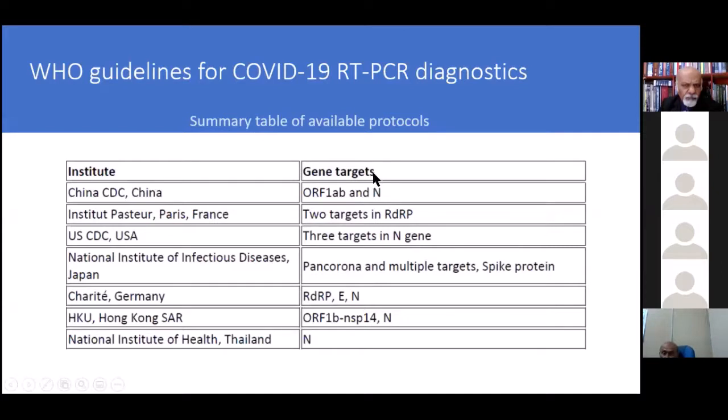So at the beginning of the outbreak, WHO has supported access to COVID-19 in-house PCR protocols by posting them online on their website. So many in-house assays have been developed by the various institutions in different countries, such as the China CDC, the Institut Pasteur in France, the US CDC, and so on.